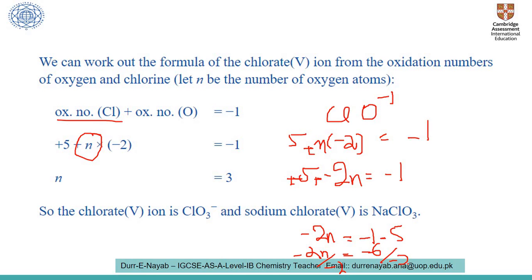-2 on both sides. Now what? This will cancel and you will be just left with N. This negative will cancel. 2 1s are 2, and how many 3's are 3? So n is equal to what? N is equal to 3.